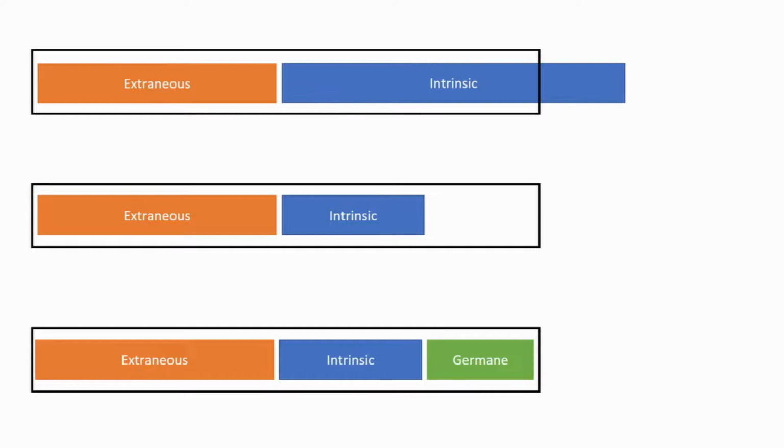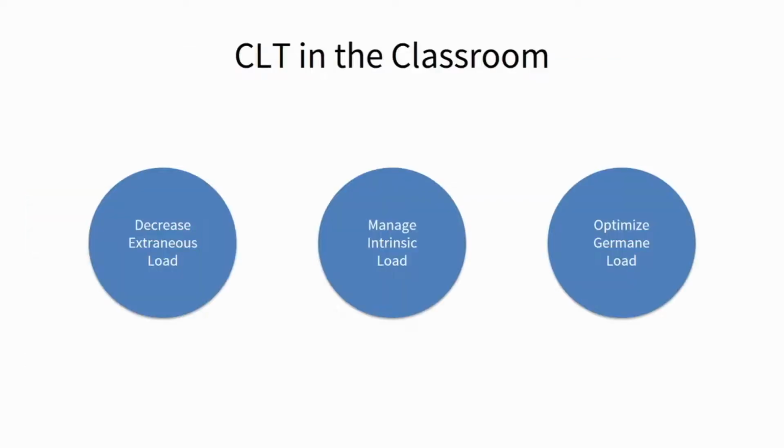So then we have to ask, how can we impact each of these three types of load? There's a lot of literature out there on ways that we can impact this. I'm going to give an example for each, both in how we can decrease the extraneous load, manage the intrinsic load, and then optimize the germane load.